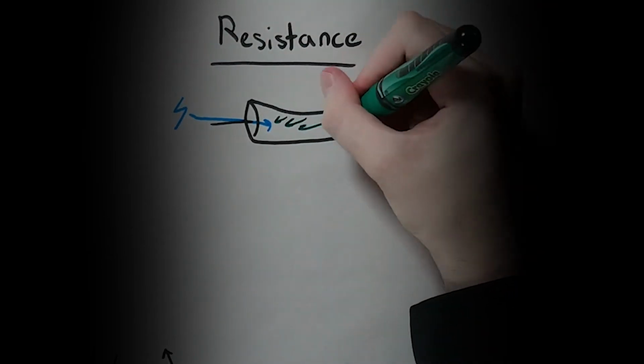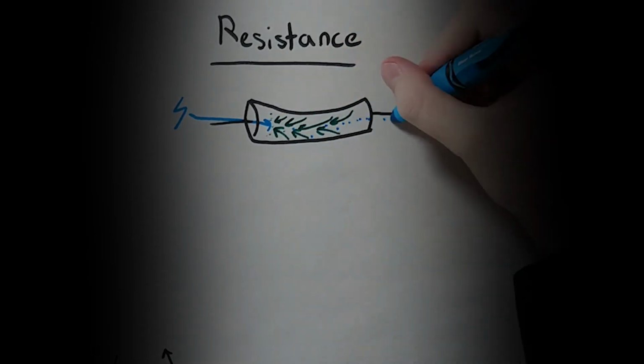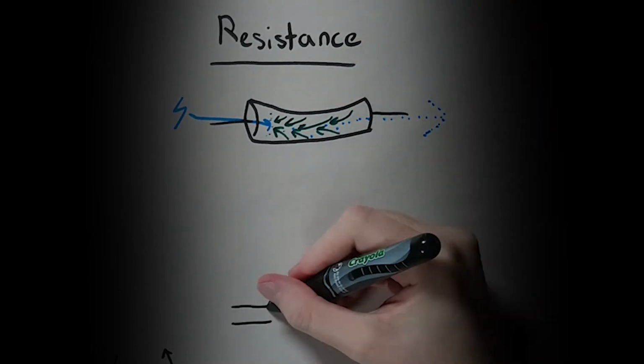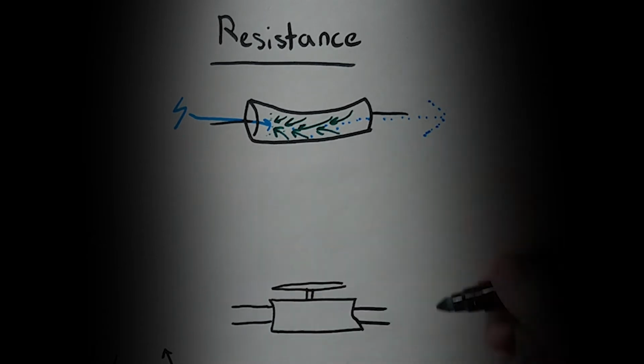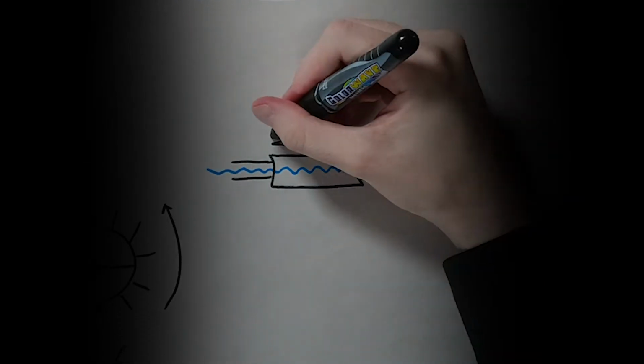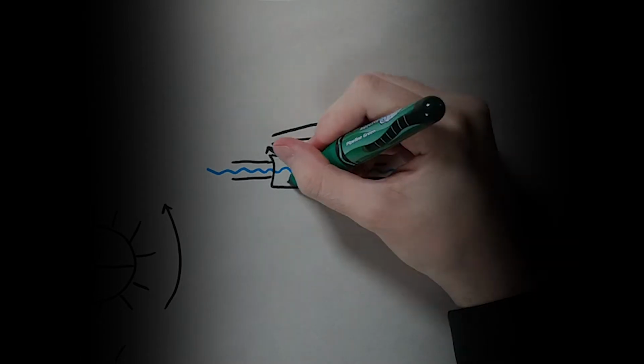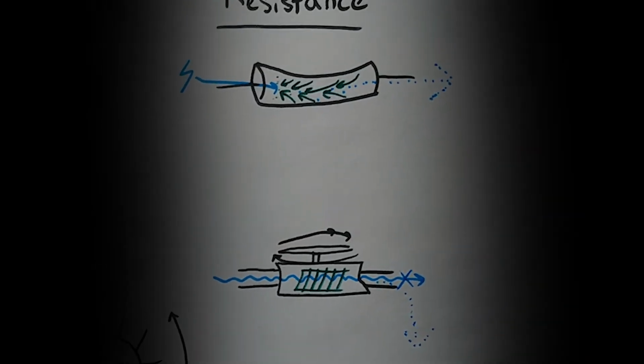Think of resistance like a valve in a water pipe that restricts the flow of water. The tighter the valve is closed, the less water that will be able to flow through that pipe. The higher the resistance, the less current, the less electrons that can flow through the resistor.